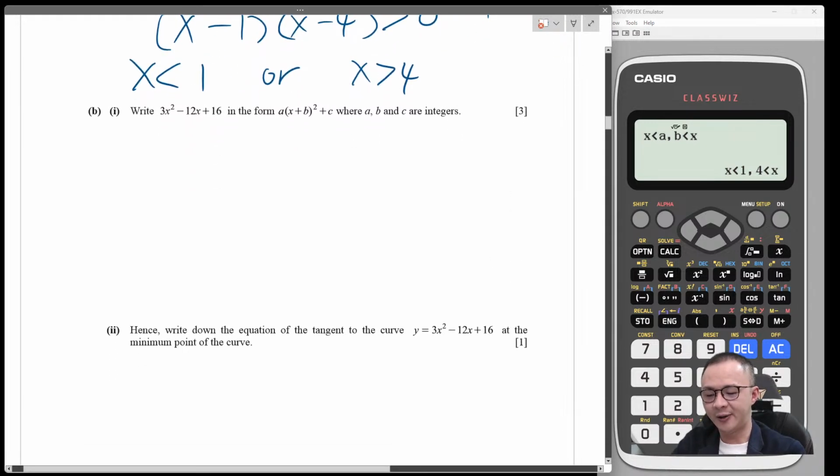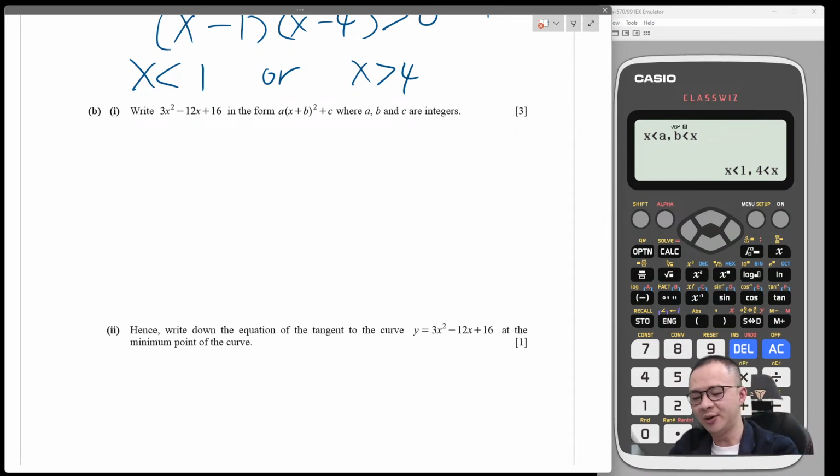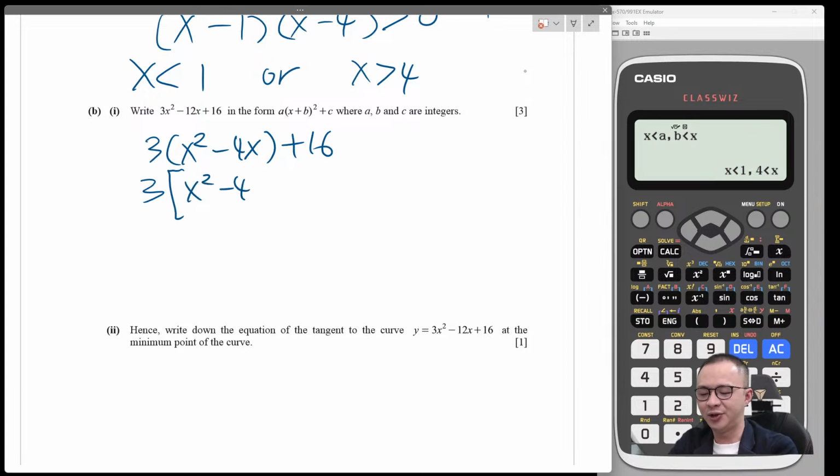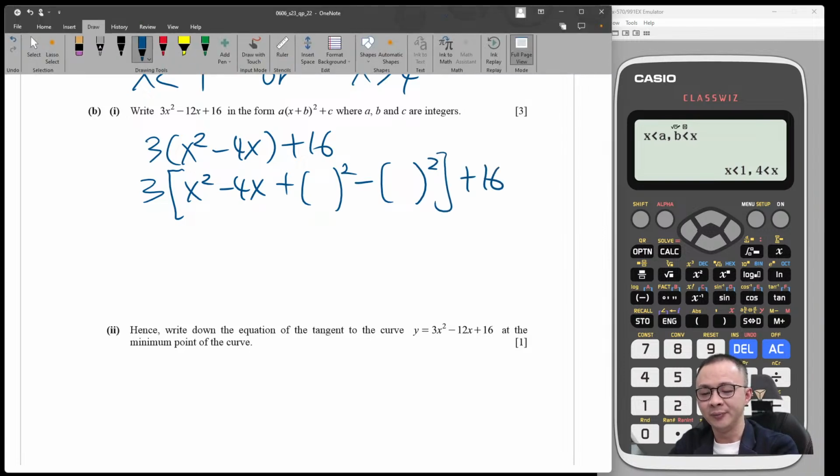Part B, completing the square, I guess. We need to use completing the square to change it into vertex form. So I will factorize out the 3 from the first and second term. Then I use the common way. I don't want to use a shortcut, or else a lot of students will ask me, sir, how do you get the shortcut here? So yes, I use a proper way.